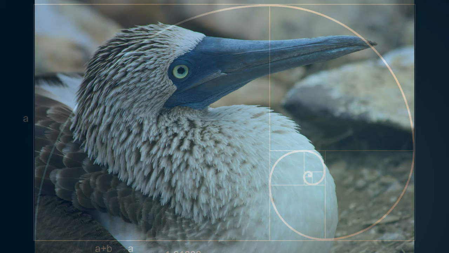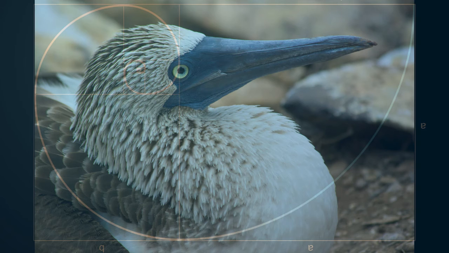It's very similar to a nautilus shell. There are many, many things in nature that follow this ratio. This is not the time to go in depth about the mathematics behind it, but I wanted to overlay the golden ratio on top of this bird shot. It doesn't fit all that well, but watch when we reposition the golden ratio.